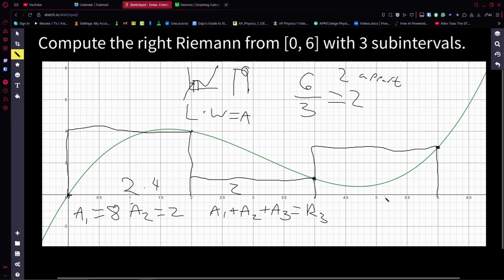And now A3, we know it's going to be 2 for the width again, but this time we have a height of 3. So 2 by 3, and let's make this 2 by 1 to make it clear. 2 by 3 is 6, so we know that A3 is 6. Now what's the areas of these all added up? It's 16. So that is going to be the right Riemann from 0 to 6 with 3 subintervals. The calculated area will be 16. Now I kind of want to re-go over some basic things, right?